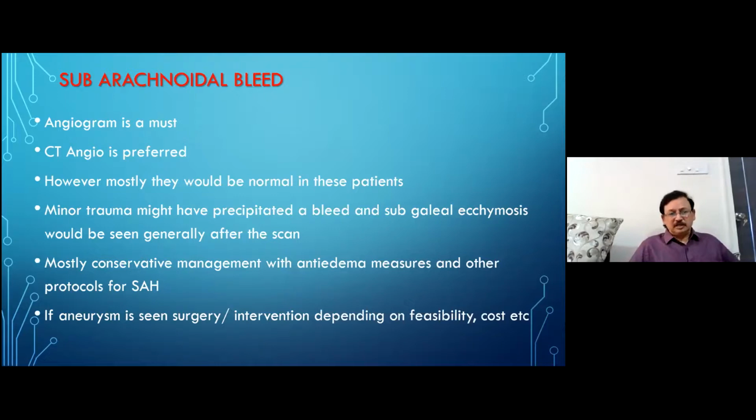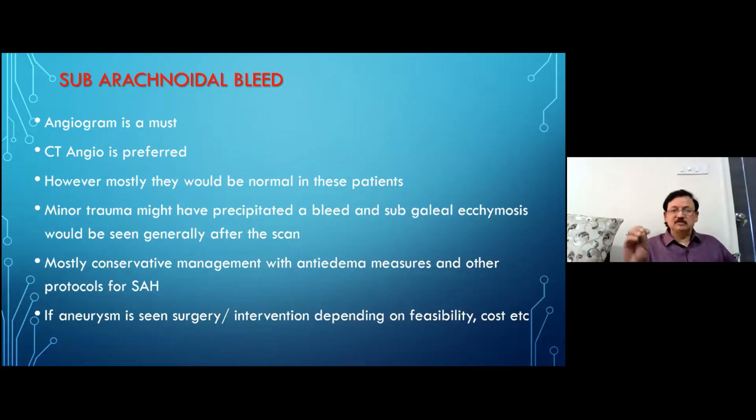So, subarachnoid hemorrhage. In this, there is no doubt an angiogram is a must. CT angio is preferred. However, mostly they would be normal in this patient. Why I said so is because these patients can have a minor trauma which they would have totally forgotten. When you examine the patient, there may not be any bleed on the scalp. But after the CT scan is done, you start seeing the subgaleal ecchymosis, and then we feel, oh, unnecessarily we have done it.